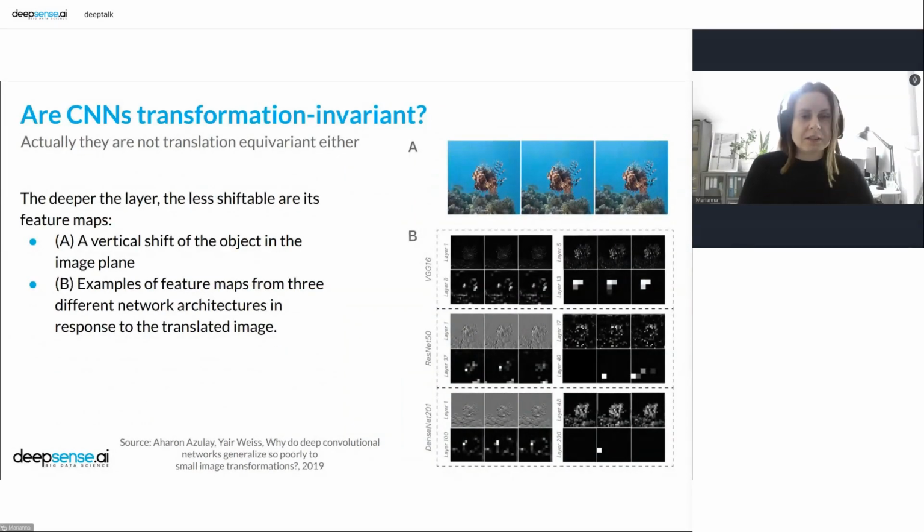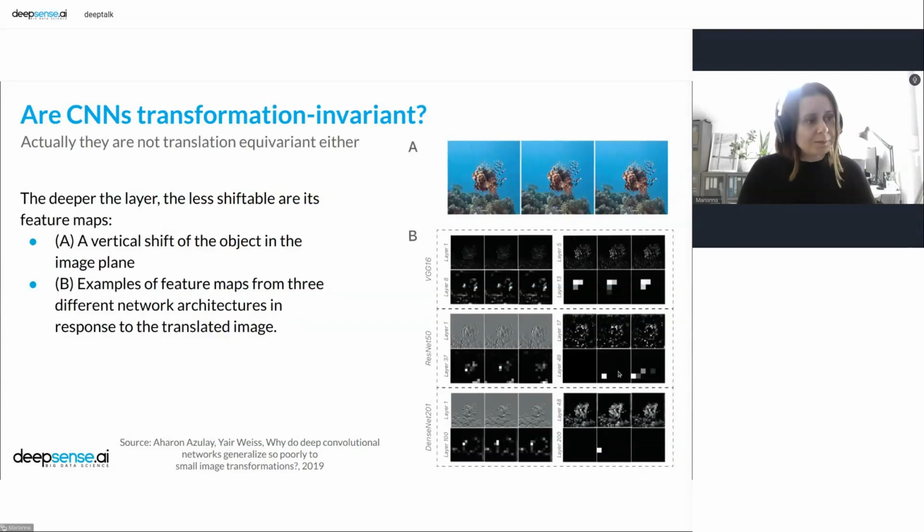So, are CNNs translation equivariant? Sadly, they are not. You can see it in the image. It shows feature maps computed on images that were shifted imperceptibly.